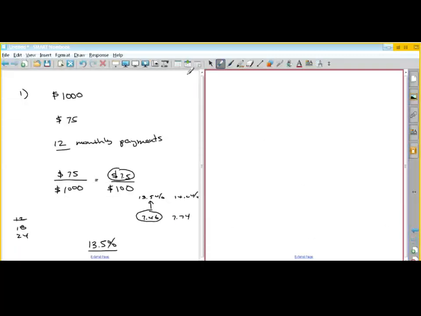Okay, let's see what the next problem is. Number 5. Find the monthly payment. So what we have is the purchase price. This is number 5. We have the purchase price is $3,000. We have the down payment. So that's $500.